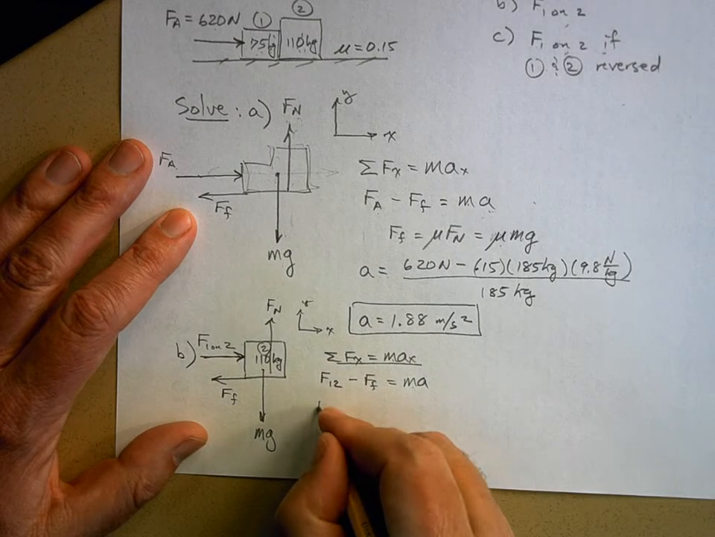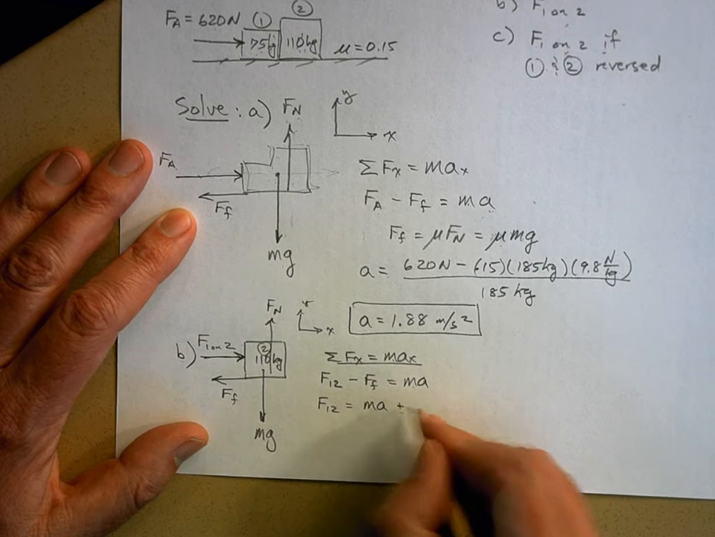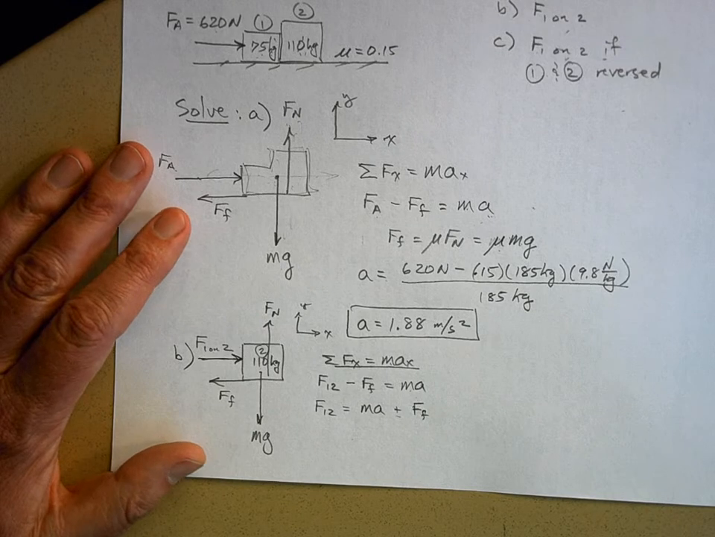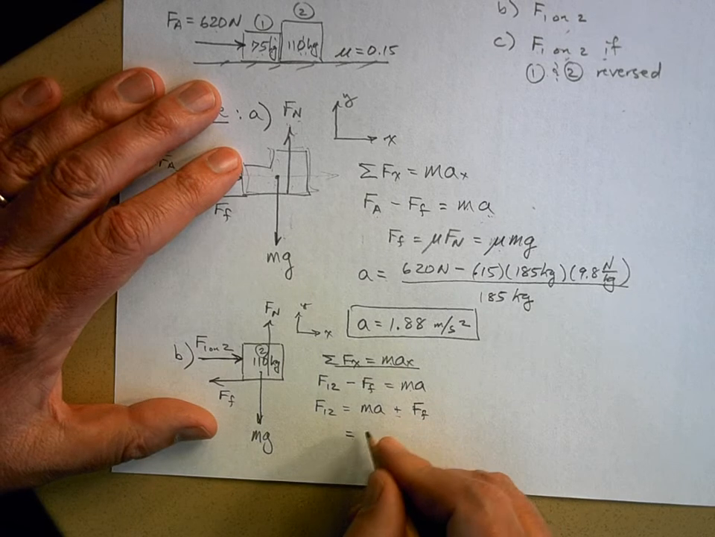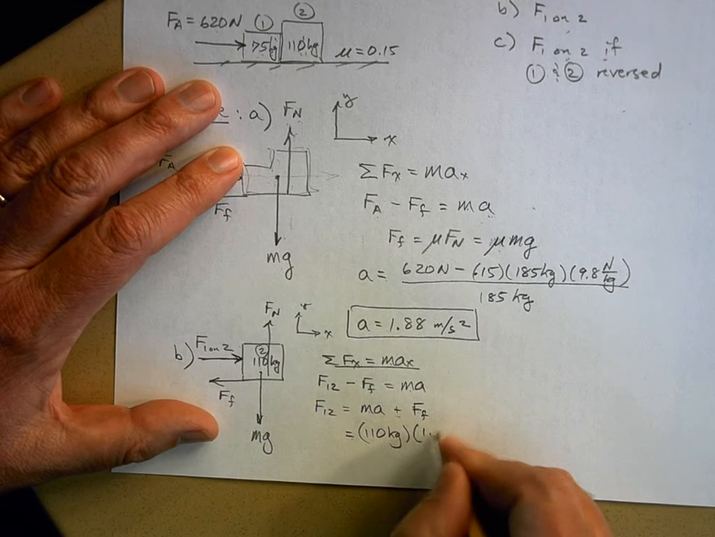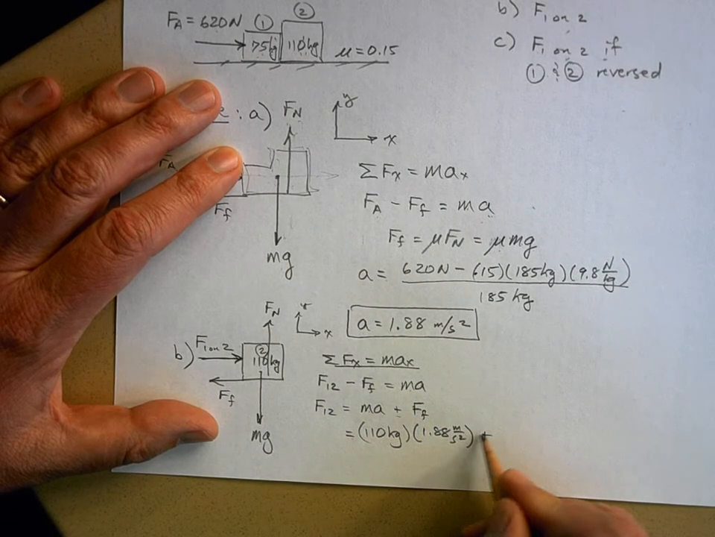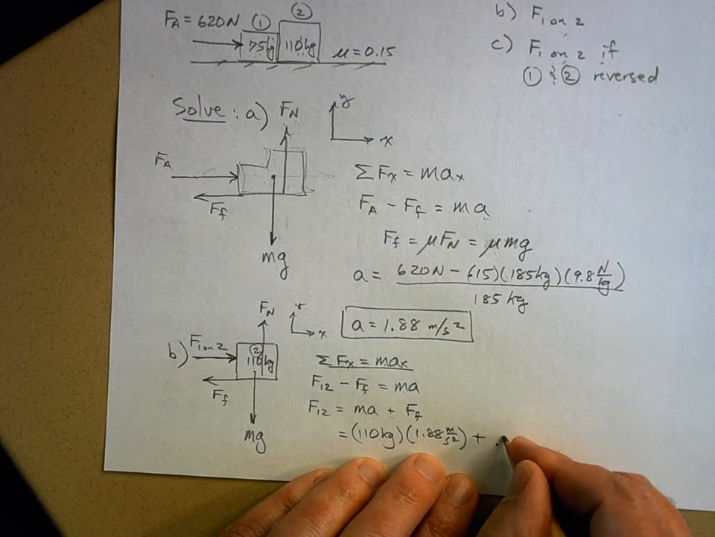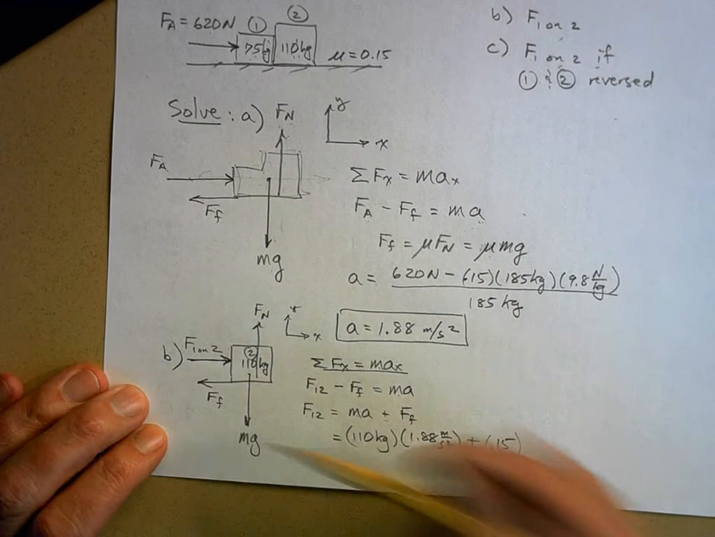So I can say, oh, the force of 1 on 2 has to do two things. It has to create acceleration, and it has to overcome the force of friction. Well, what is m? The mass is 110 kilograms. The acceleration is 1.88 meters per second squared, plus the force of friction. Now the force of friction is mu times the normal force. The mu is 0.15. And then the normal force, again, is just the weight. It's just mg.